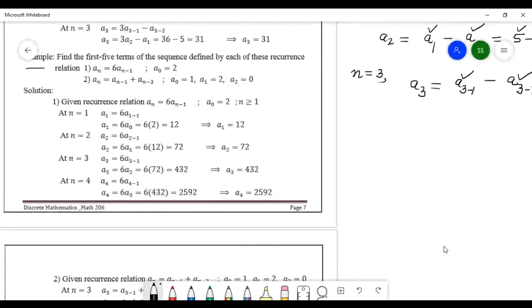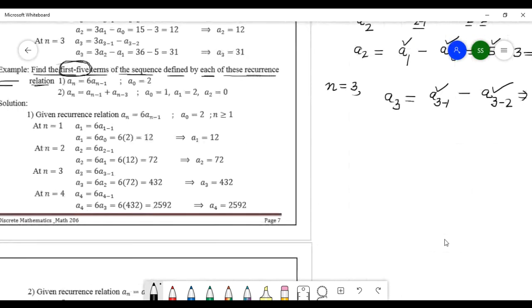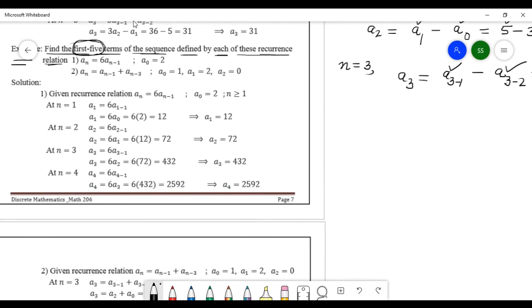See this example. Find the first 5 terms of the sequence defined by each of these recurrence relations. First, you tell me what the first 5 terms are.